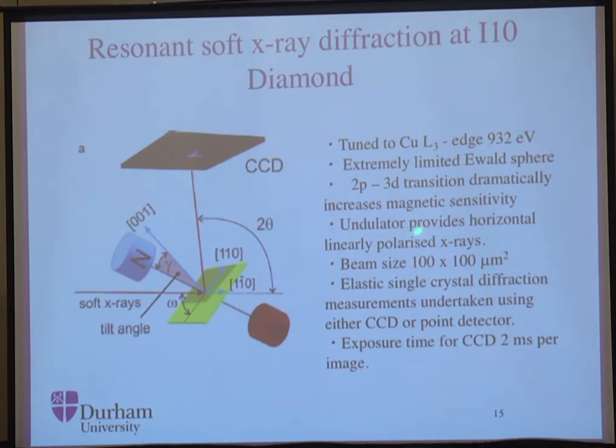The undulator provides horizontal linearly polarized X-rays. In fact, you can change the linear polarization. And as Bob introduced, we can even do circular polarized X-rays. Initially, we started with a beam size of 100 microns. And of course, we're doing elastic single crystal diffraction, so no change in energy, using the CCD, and typically the exposure time on the CCD was about 2 milliseconds per image.